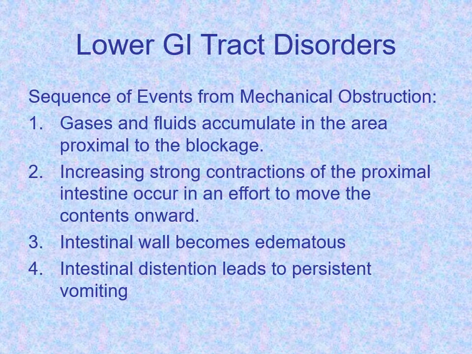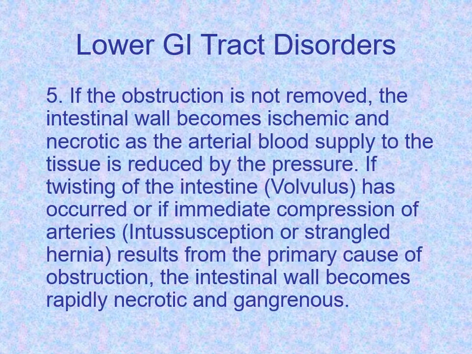Sequence of events from mechanical obstruction. 1, gases and fluids accumulate in the area proximal to the blockage. 2, increasing strong contractions of the proximal intestine occur in an effort to move the contents forward. 3, the intestinal wall becomes edematous. 4, intestinal distension leads to persistent vomiting. 5, if the obstruction is not removed, the intestinal wall becomes ischemic and necrotic as the arterial blood supply to the tissue is reduced by the pressure.